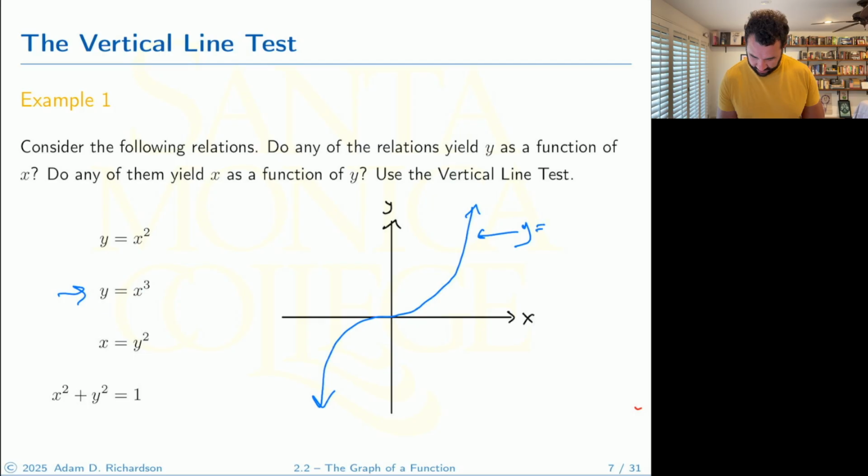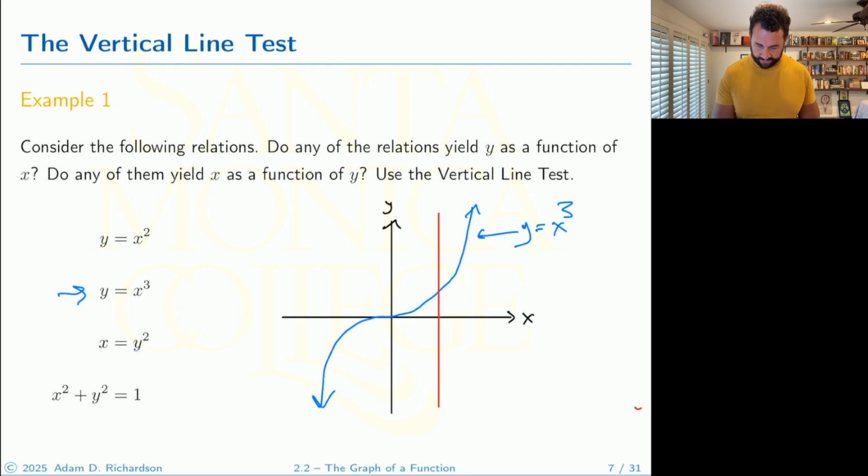So this is y equals x cubed. Same question. Is y a function of x? Is x a function of y? We're going to see right now. So let's start with our vertical line. There we go. And let's move the vertical line around. All right, it only touches once, once, once. Looking good. So this formula is describing y as a function of x.